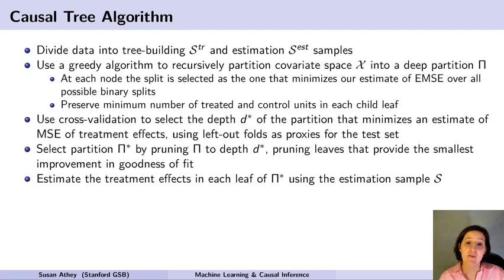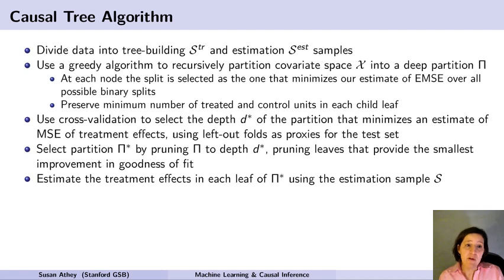I'll use cross-validation to select the depth of the partition that minimizes an estimate of the mean squared error of treatment effects, using left-out folds as the proxies for the test set. Finally, I'll select this partition pi star, the optimal tree, by pruning my partition to the depth selected from cross-validation, where I'm going to prune leaves that provide the smallest improvement in the goodness of fit. And finally, I'll estimate treatment effects in each leaf using the estimation sample, SS.